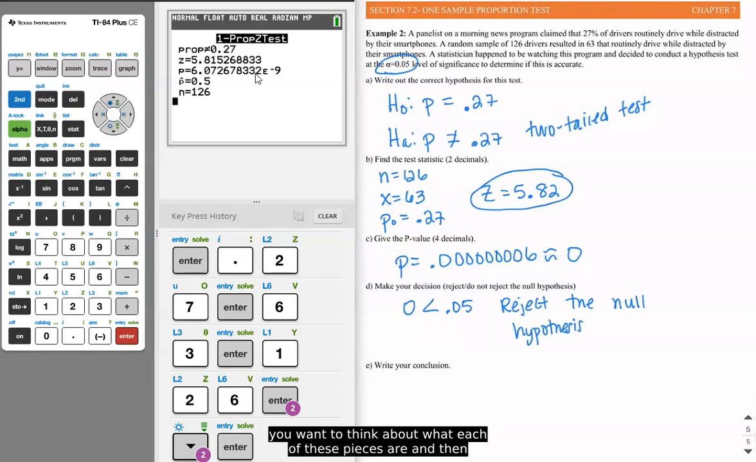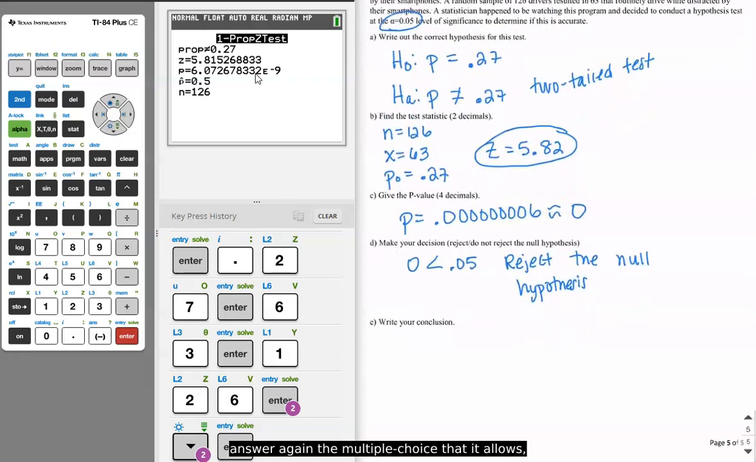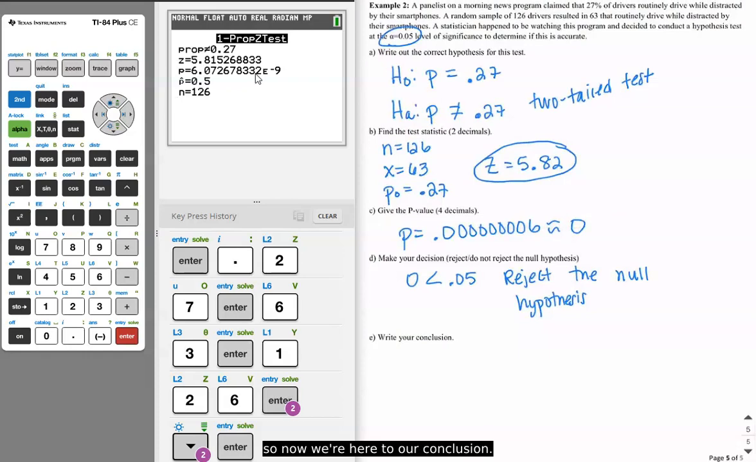So as you're going through and doing this type of question in your homework, you want to think about what each of these pieces are and then answer the multiple choice that it allows. Okay, so now we're here to our conclusion.